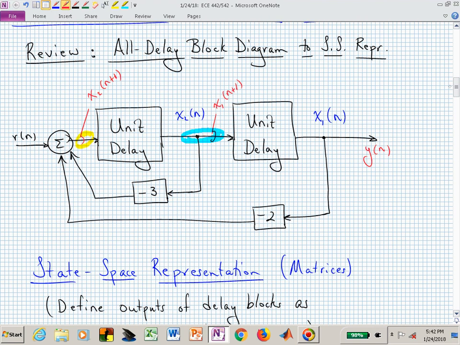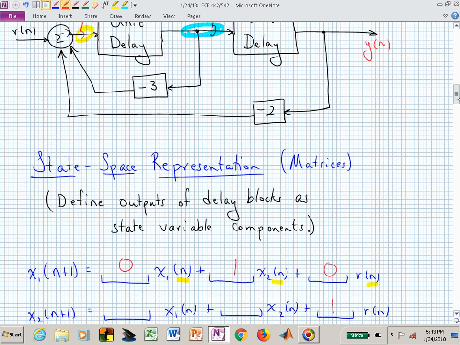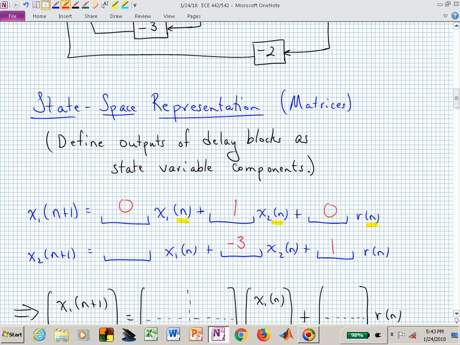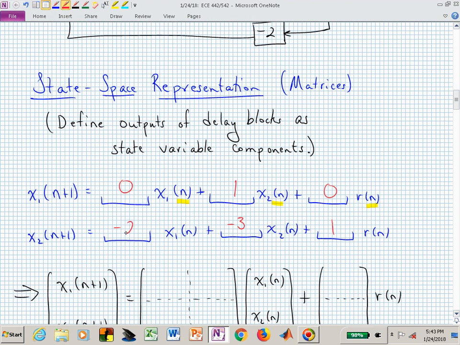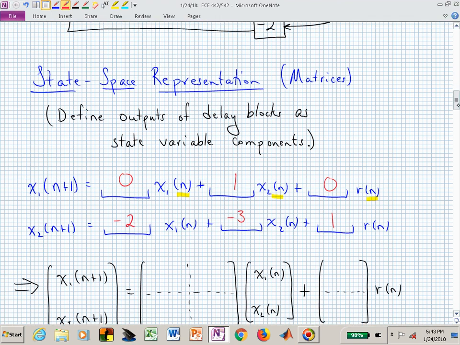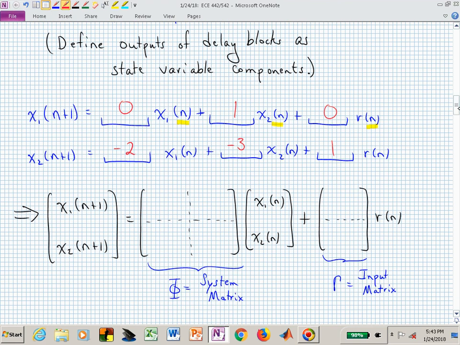We have a weighting on x sub 2 of n. And here we don't want to call that x sub 1 of n plus 1, because on the right side of the equal sign on the state space, we need those to be at index time n. This is now minus 3 times x sub 2 of n, and minus 2 times x sub 1 of n. And now it should be a straightforward exercise to plug in those numbers in the 6 locations that those go into.